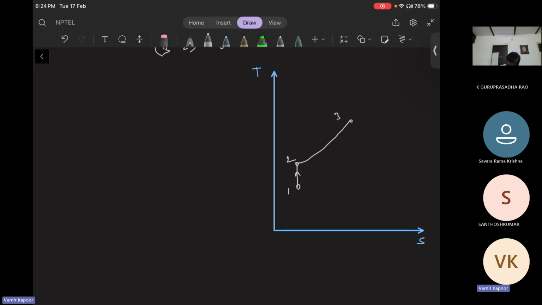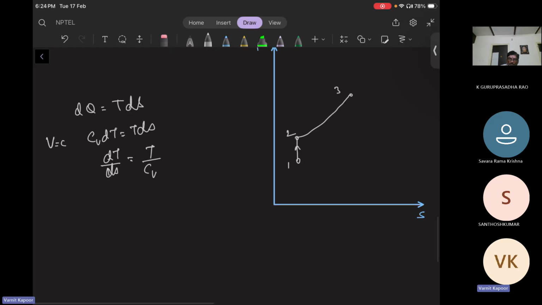Heat addition at constant pressure: the slope will be less or high? Obviously, if I say dq is equal to TdS, and dq for a constant volume process is Cv dT, then Cv dT is equal to TdS. So dT by dS is T over Cv. So the slope will be T over Cv for a constant volume process.